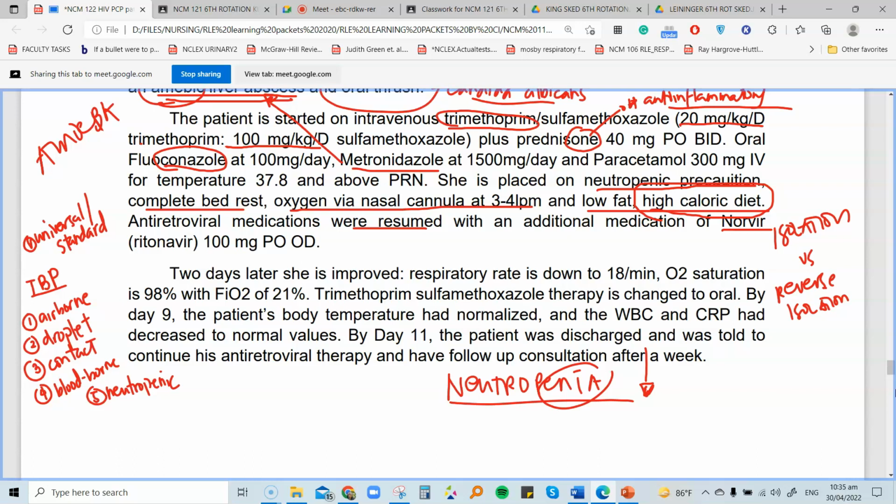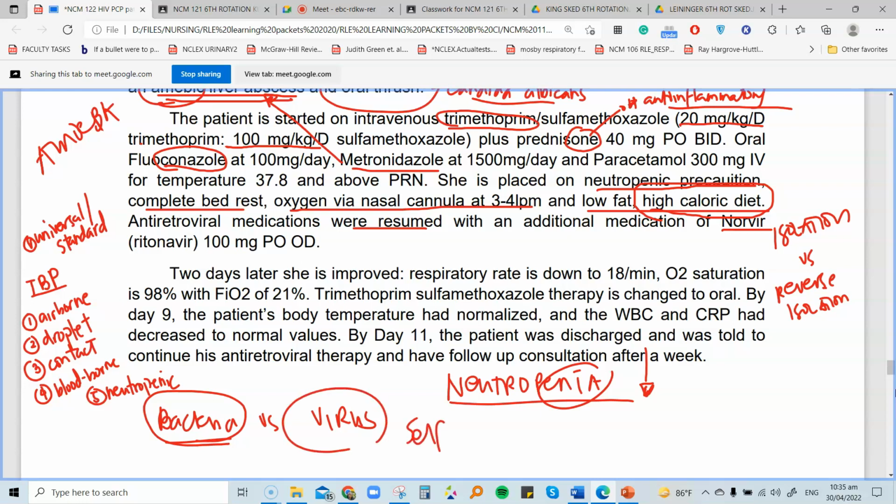Remember, compared to your bacteria versus your virus, your drugs work effectively if you are going to combat your bacteria. Antibacteria, bactericidal, bacteriostat. Mabilis lang ang effect niya. But you see, the nature of the virus is that they are self-limiting. When we say self-limiting, yan.